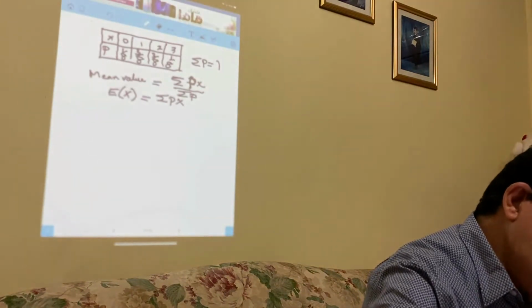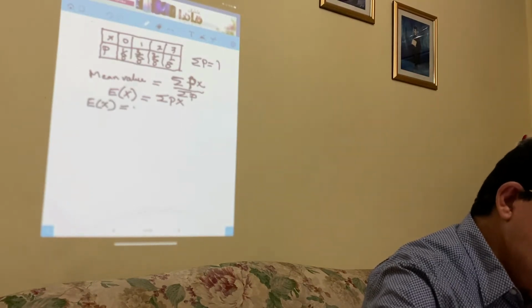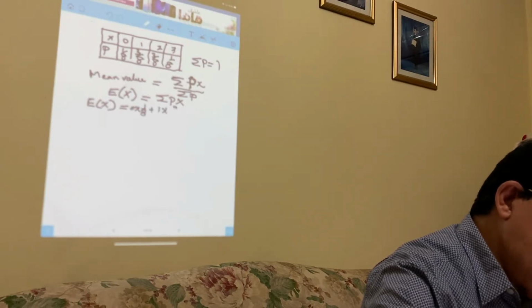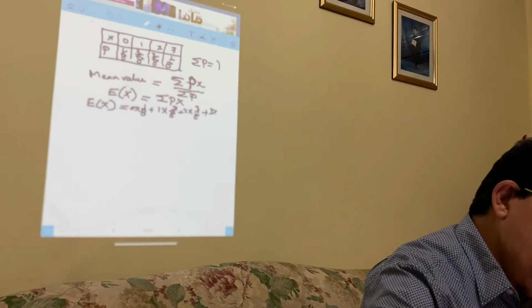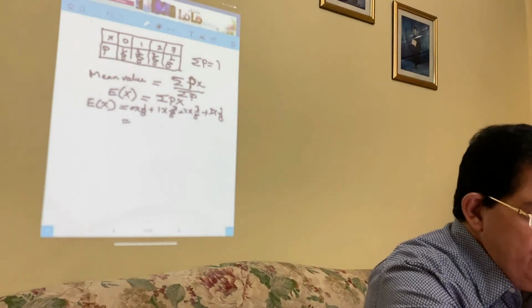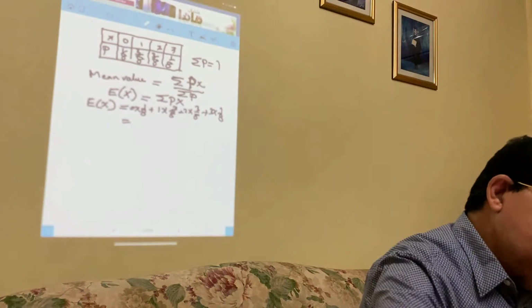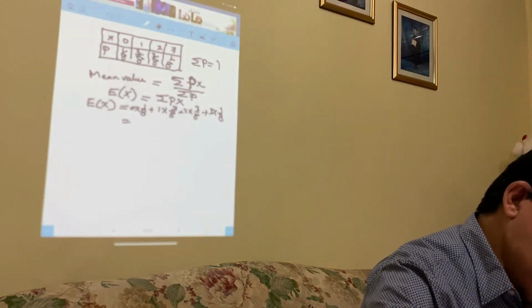In this example, the expectation of x equals 0 times 1 over 8, plus 1 times 3 over 8, plus 2 times 3 over 8, plus 3 times 1 over 8. We add this up: it's 3 over 8 plus 6 over 8 plus 3 over 8. It is 12 over 8, which is 1.5.